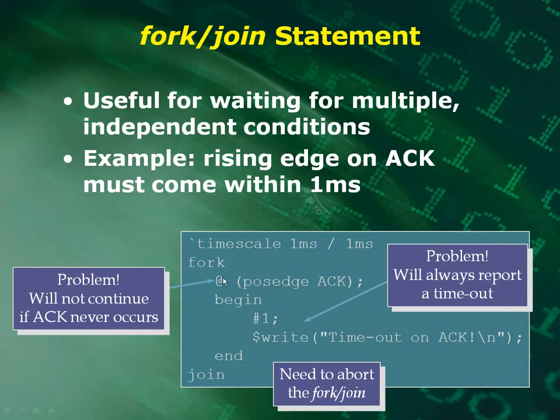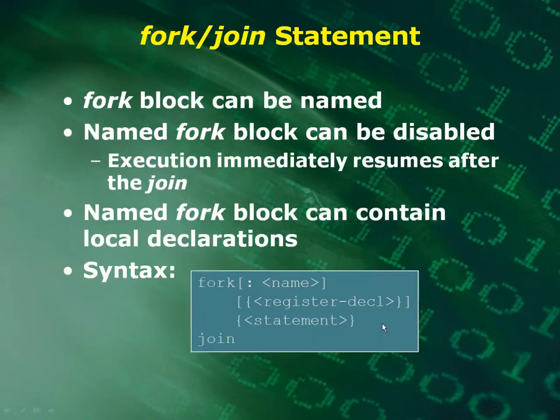The other case is, let's say we got the ACK within 1 millisecond. So this statement completes, it's all done. And this one here, well, it's still going to wait for a millisecond and still going to report that we got a timeout. So that isn't going to work. So what we need to do is name the fork join blocks and be able to disable them at a certain time.